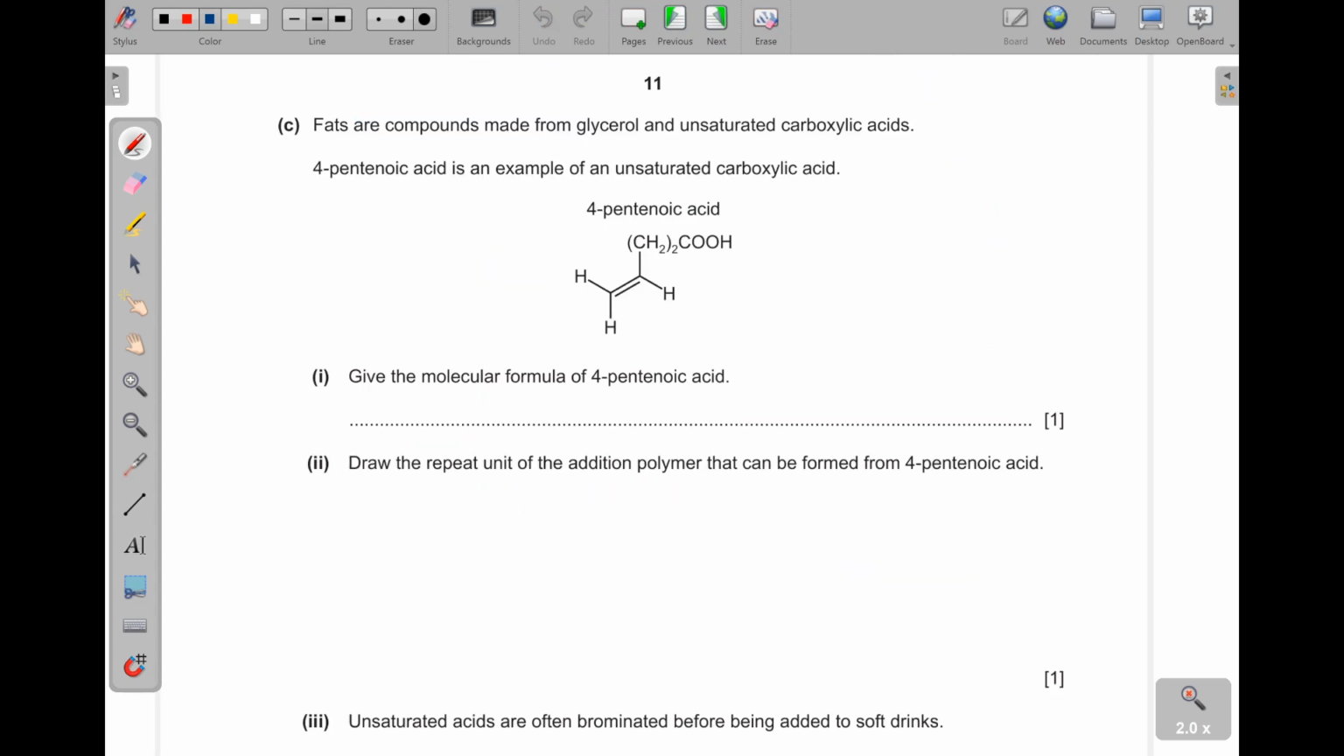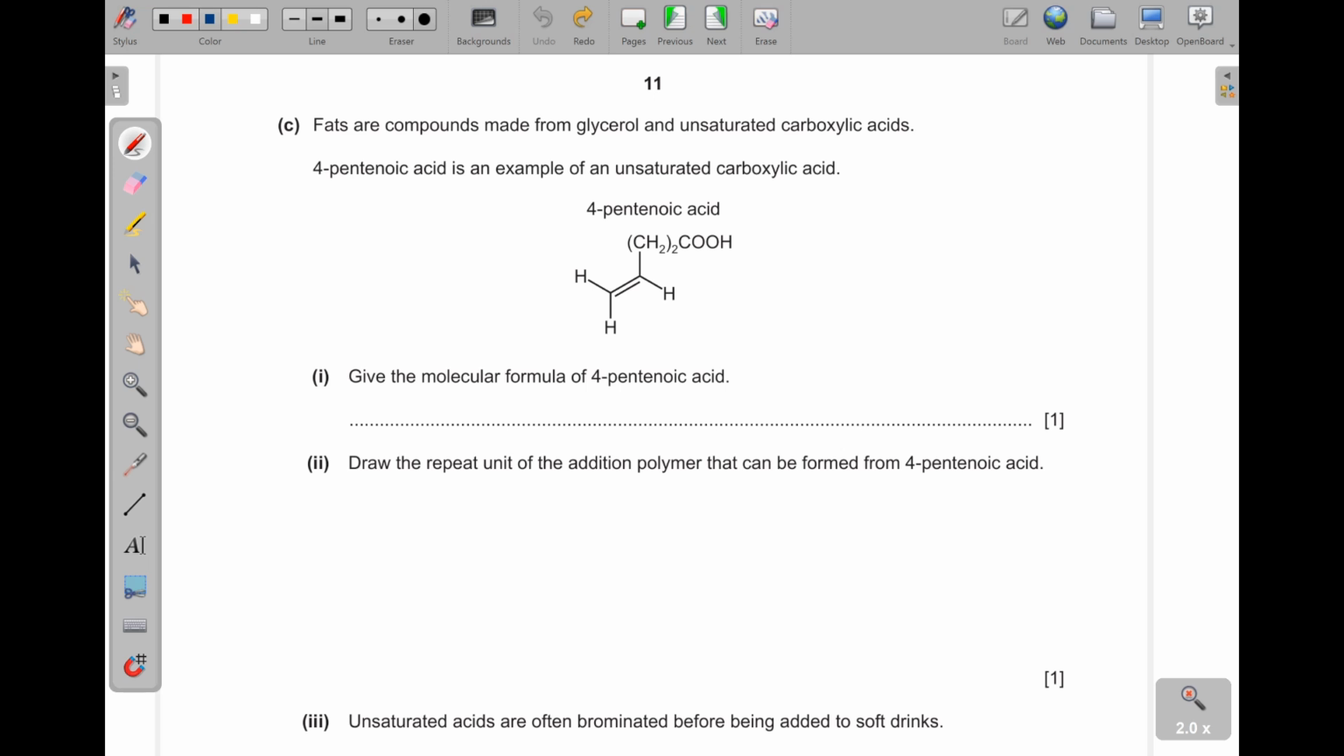30.74. Part C. Fats are compounds made from glycerol and unsaturated carboxylic acids. 4-pentenoic acid is an example of an unsaturated carboxylic acid. Roman 1, give the molecular formula of 4-pentenoic acid. Now, the molecular formula shows the exact number of atoms that are present in a given compound.